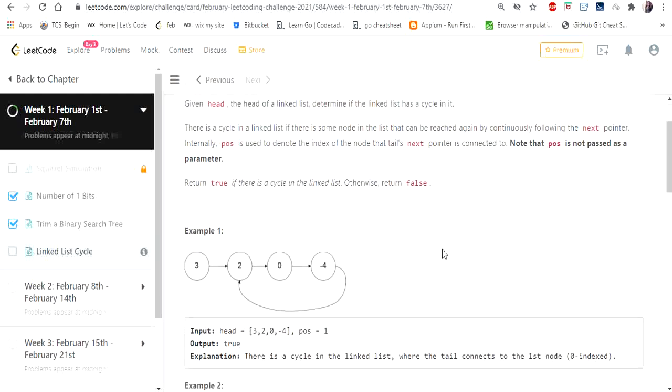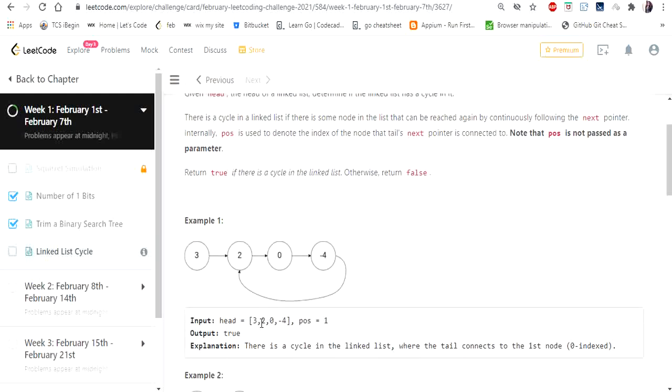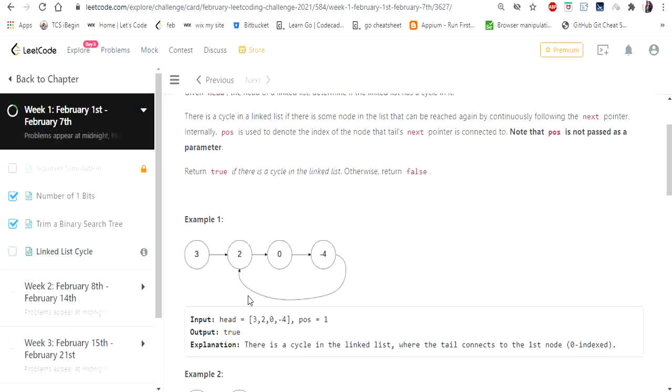So the input given is the head of a linked list, and we are going to return whether the linked list has a cycle or not. Consider example 1. It starts with node 3, and we have a cycle from the node -4 to 2. In this case it has to return true because there exists a cycle.